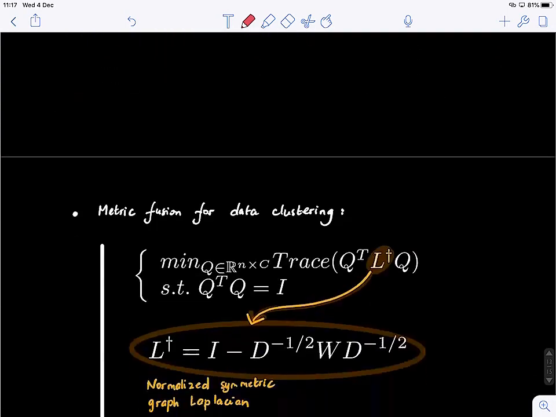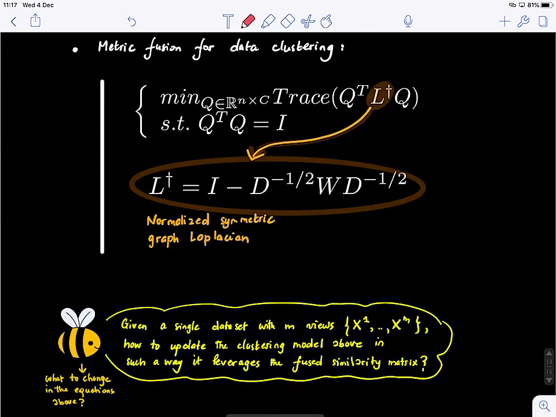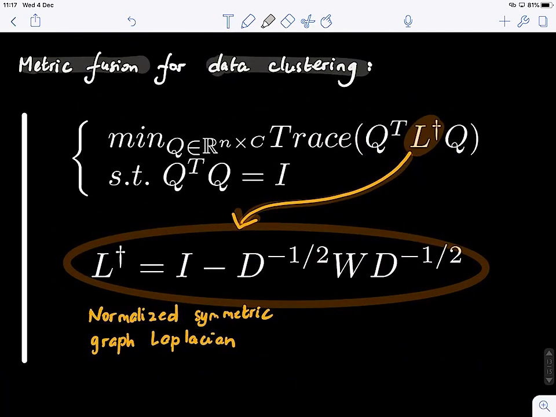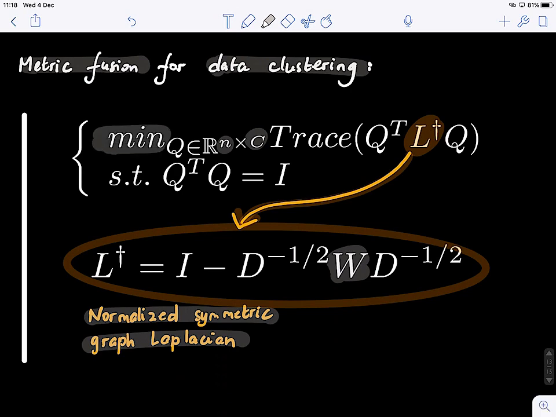Now, one of the applications in the paper is using metric fusion for data clustering. So this is how we formalize a typical clustering problem. Even if you don't know what it is about, that's fine. But I would like you to look at this equation. We have our W, the similarity matrix between samples. And this is the normalized symmetric graph Laplacian that we use to cluster the data samples into C different groups, and we have N samples. And this is a machine learning optimization problem.